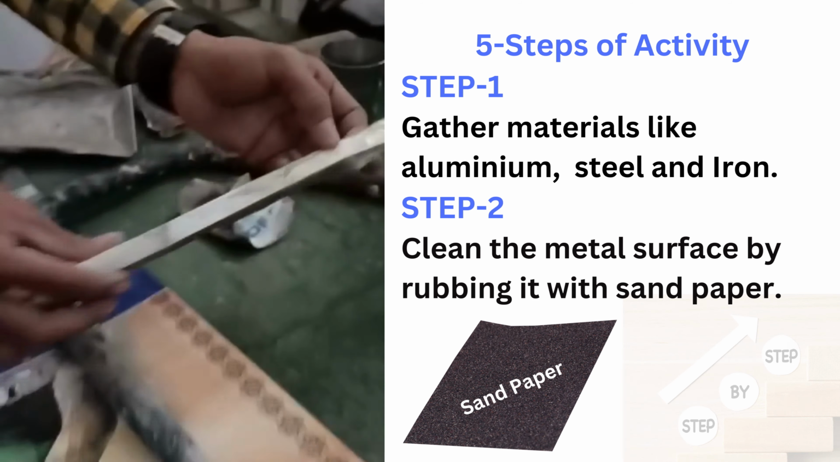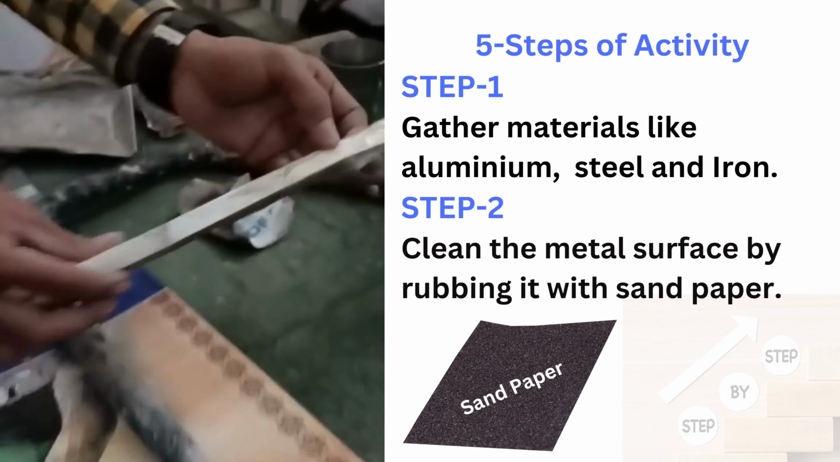In step 3, we will check its malleability. We will hit this aluminium sheet with a hammer like this. Look, this is the surface, and now it's stretched. What is it called?